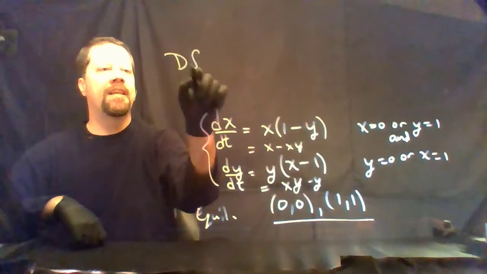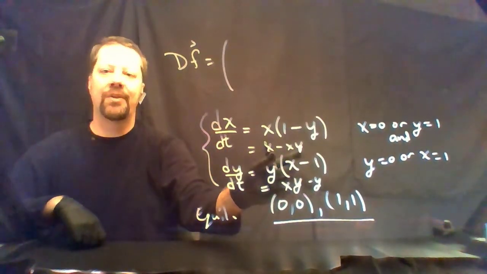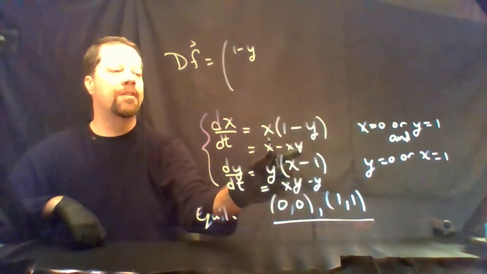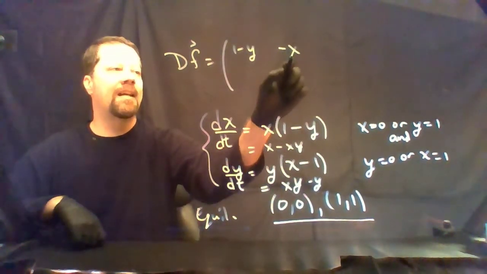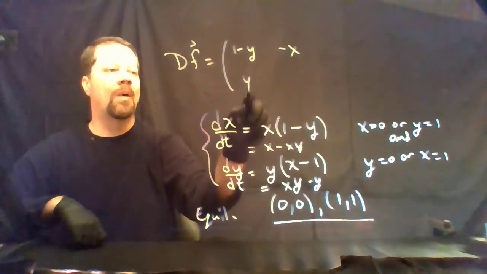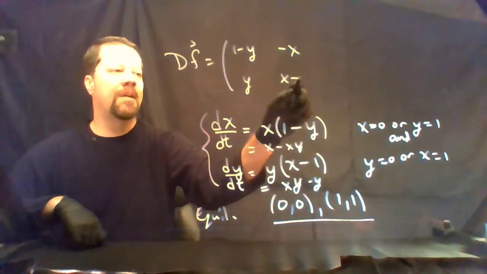If we multiply through, we may then find the matrix of partial derivatives. The derivative here with respect to x is 1 minus y. The derivative with respect to y is minus x. The derivative with respect to x is y. And the derivative with respect to y is x minus 1.